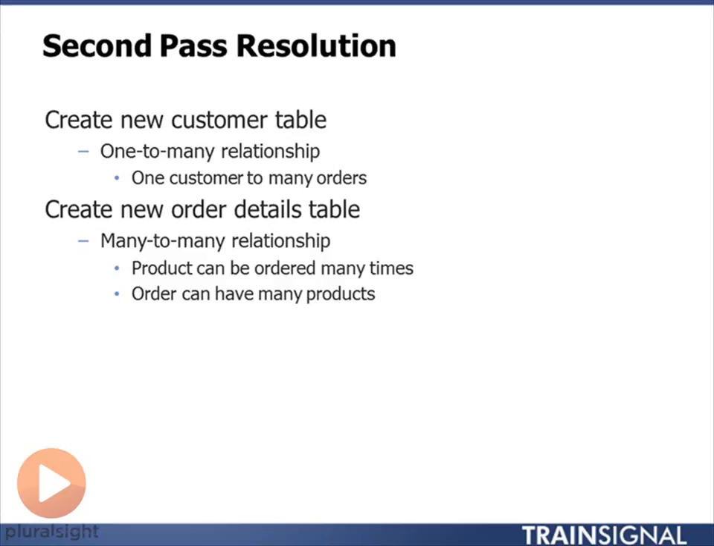Now, if you think about this, this is going to be a many-to-many relationship because a product could be ordered many times. An order could have many products. So what we're going to need is a table in the middle. We're going to need a join table, and we'll call ours order details. So let's take a look at how this would come together.